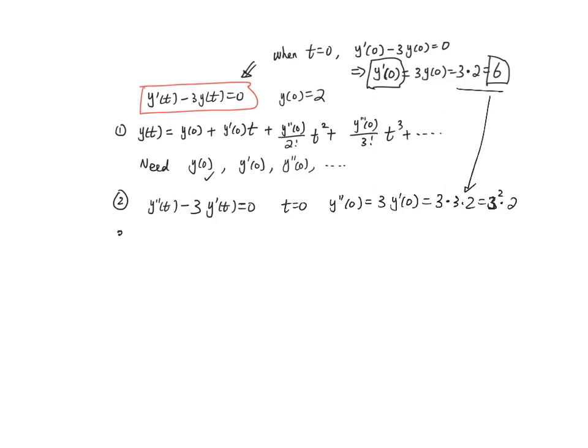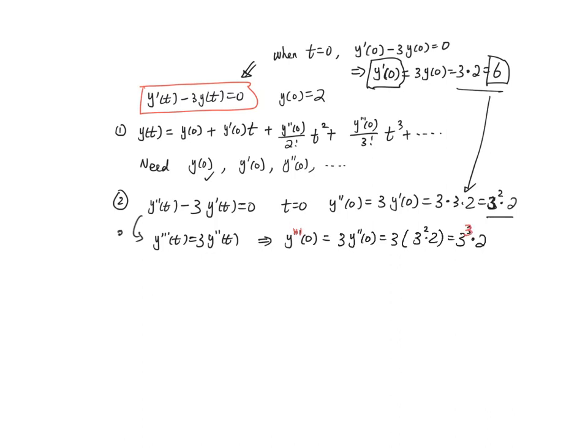And therefore, you just differentiate again. So you're going to get y third derivative of t equals 3 times y double prime of t, which we can use to find y triple prime at 0, which is 3 times y double prime at 0. And y double prime at 0 is right here, which is 3 squared times 2, so which is 3 cubed times 2. So obviously, you can now kind of look at the pattern right here, right?